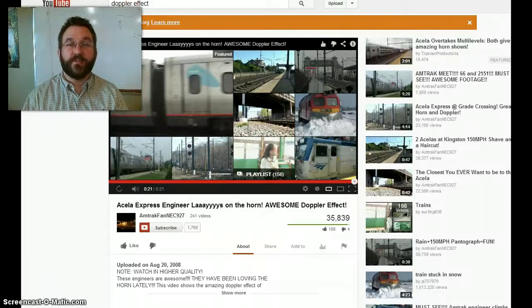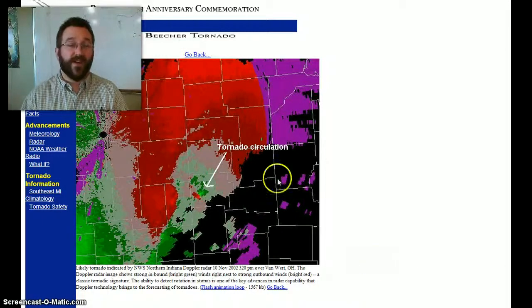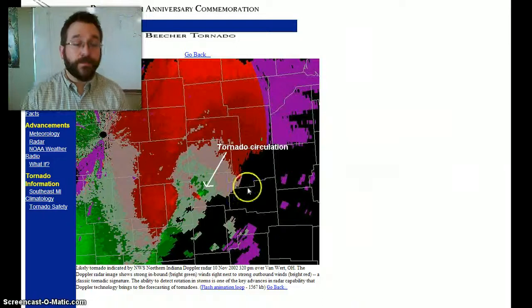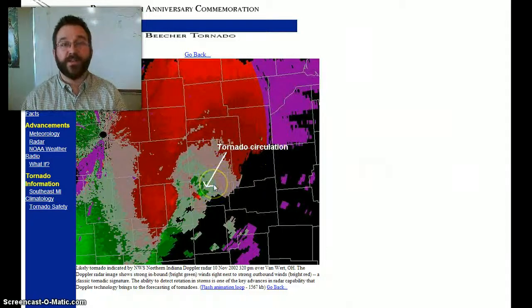So we've seen the Doppler effect with light and with sound. Now, how do we use it, other than just listening to trains go by? Well, here's one of the most important ways we use it. That's with our weather predictions. This is a Doppler radar map. This one's from northern Indiana. And if you look, there's a little arrow that says tornado circulation. Never a good thing to see on your radar map, especially if you happen to live close to that spot.